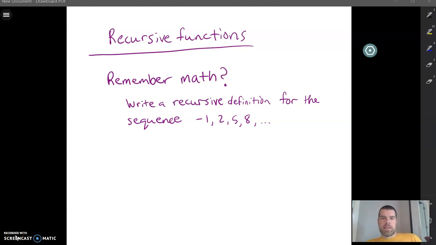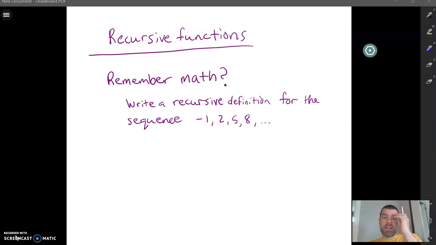This last unit is on recursion. We're going to jump into a little bit of math first to help you understand what this recursion thing is, because you've done recursion in Algebra 2 or pre-calc at some point.